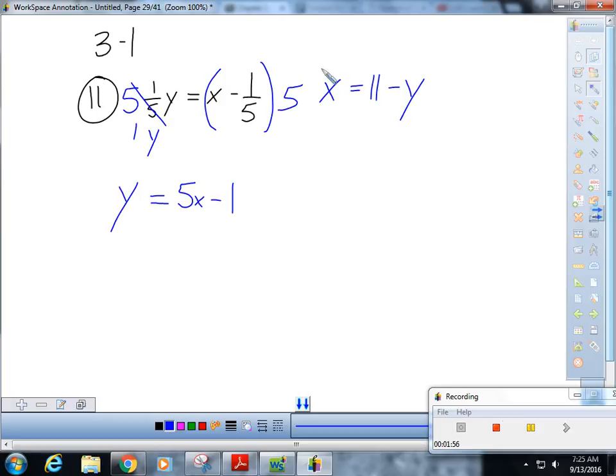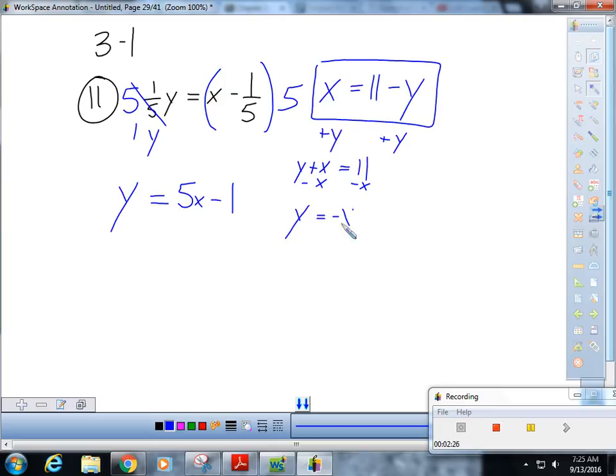Now this one is a weird one to solve as well. Let's just do it one step at a time. I'm going to add y to start because we want y to be positive and by itself. So you get y plus x equals 11. And then subtract x, and you get y equals negative x plus 11. And that's the same thing as y equals negative 1x plus 11.